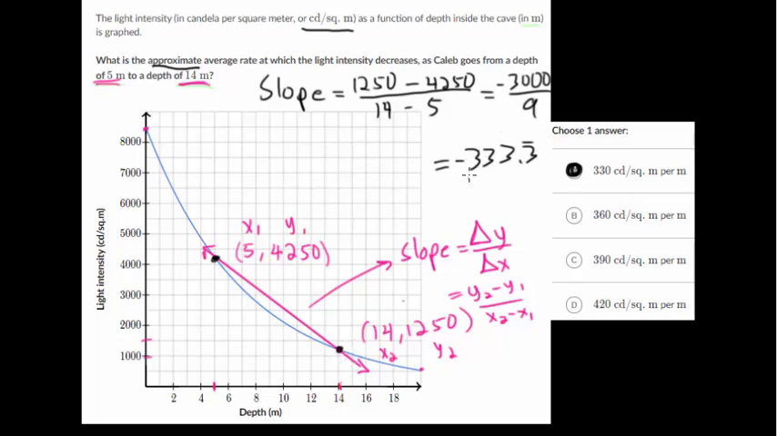And also note that our slope is negative, but the question assumes that it's going to be negative because we're looking for the rate at which it decreases. So that's why in all of these there's no negative, because it's implied, because this is the rate it's going down.